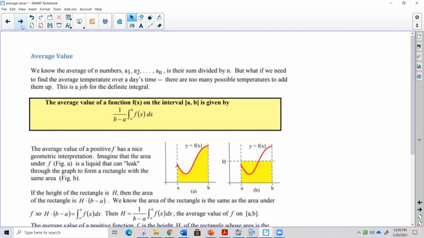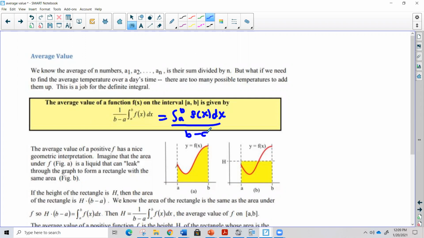If I have a continuous function, we find the average value by taking the definite integral from a to b, and then dividing by b minus a. Or you can also say you multiply by 1 over b minus a. This is the same thing. Some places write it like this: taking the integral and then dividing by b minus a.